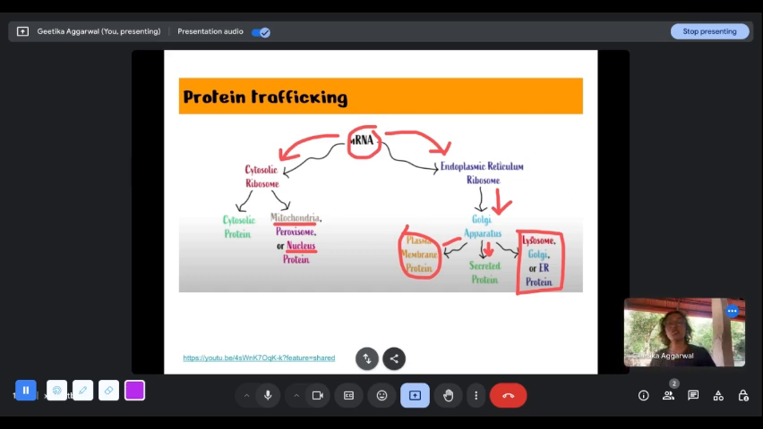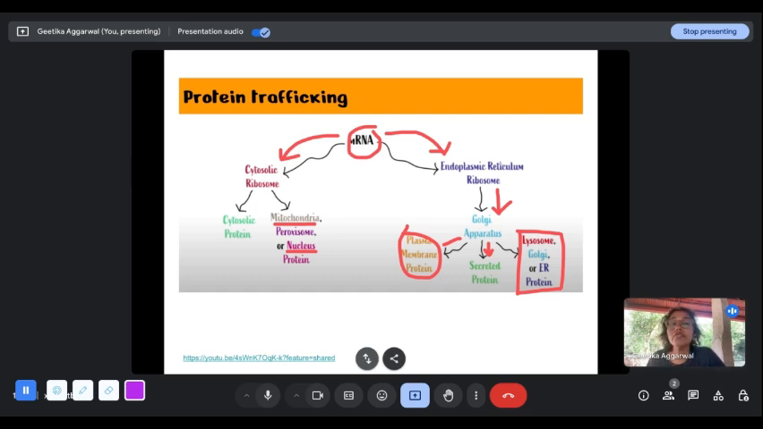So, just to give a slight recap, an mRNA can either be translated by a cytosolic ribosome, which is a free ribosome floating in the cytosol, or by an endoplasmic reticulum ribosome, which means a ribosome attached to the membrane of the endoplasmic reticulum. If it is being translated by a cytosolic ribosome, it will either become a cytosolic protein, which is a free protein that stays in the cytosol, or it can be transported to the mitochondria or the nucleus of the cell.